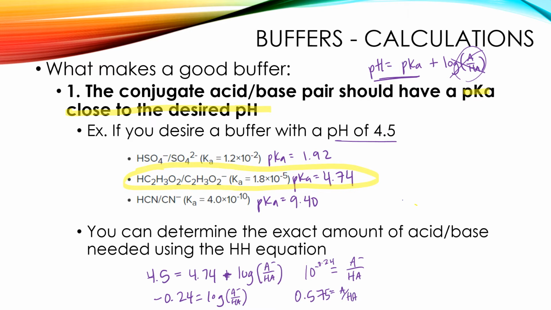So another way to say it is that my base to acid ratio needs to be 0.575 to 1. So if I had 1 molar acid, I would need 0.575 molar of my base. What I need is for this ratio right here to equal 0.75, because then the log of 0.75 is negative 0.24, which is going to correct this pH to give me 4.5.